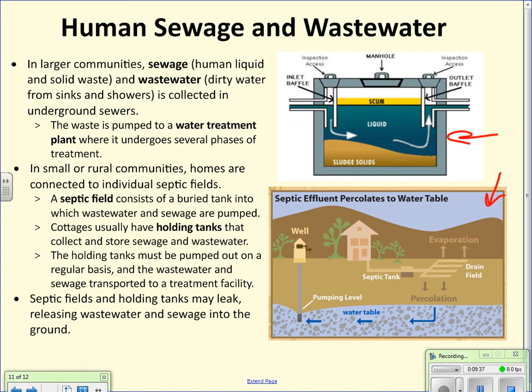Now the thing to note is that usually within these rural communities or these rural towns, there's also wells. And the septic field will act as a drainage for dirty water, but some of that can percolate down into the water table, which can then be pumped back up into wells. And this is where we can get some of the problems of contamination.